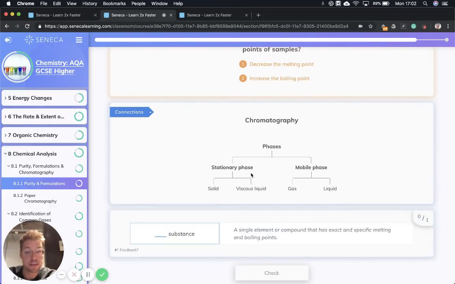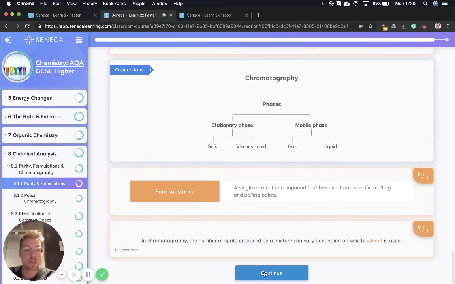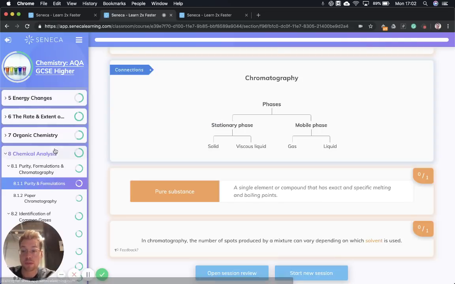We've got the stationary phase, which can be a solid or a viscous liquid, and we have the mobile phase, which is a gas or a liquid. Okay, so we've talked a little bit about chromatography, but we're going to go even into more detail.